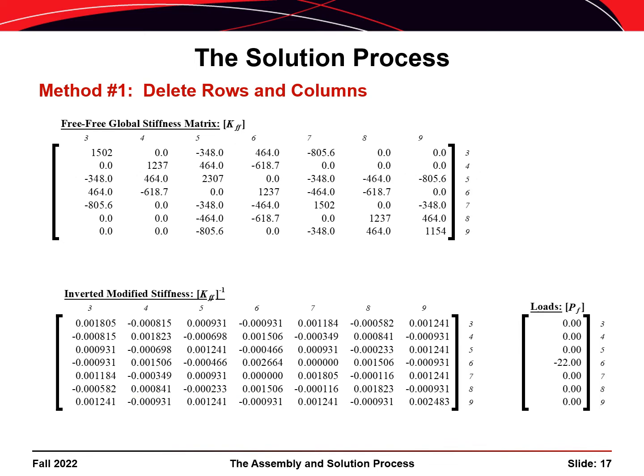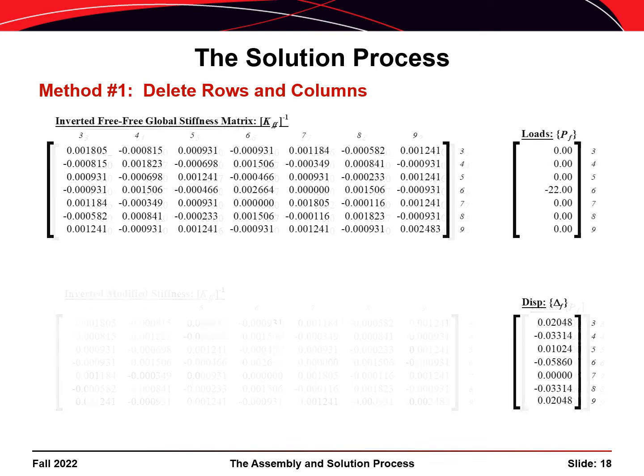At this point, we can invert the free global stiffness matrix K sub FF and then multiply the inverted matrix by the free load vector P sub F. When the inverted stiffness matrix is multiplied by the load vector, the result is a vector of displacements that correspond to the free degrees of freedom, delta sub F.